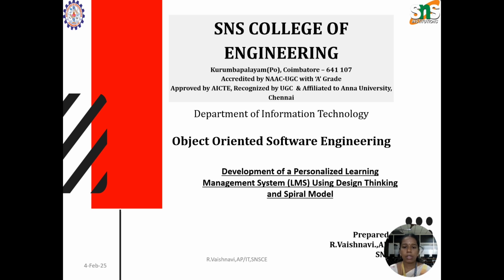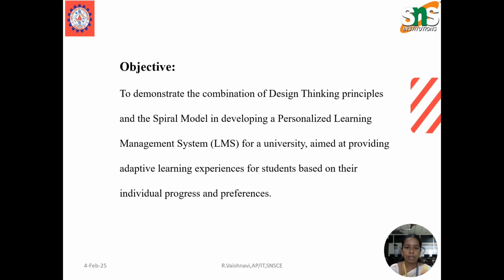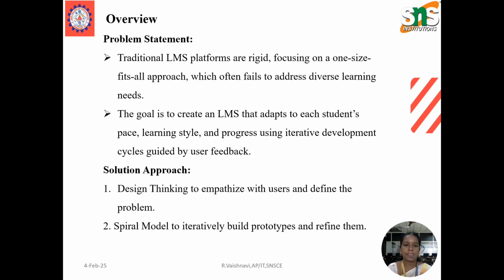Now we are going to see about the development of a personalized learning management system using design thinking and a spiral model. Objective: to demonstrate the combination of the design thinking principles and the spiral model in developing the personalized learning management system for a university, aimed at providing adaptive learning experiences for the students based on the individual progress and preferences. Overview. Here we have the problem statement.